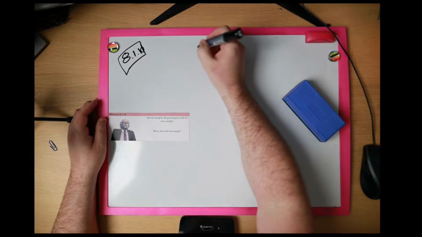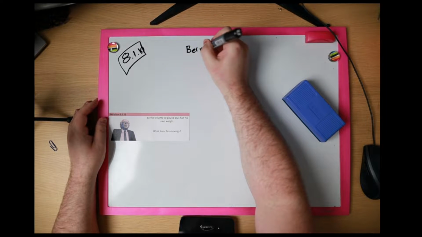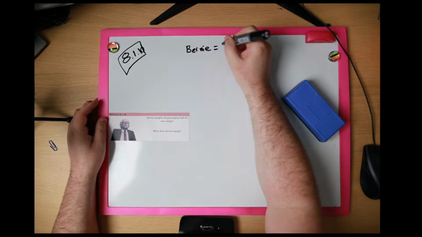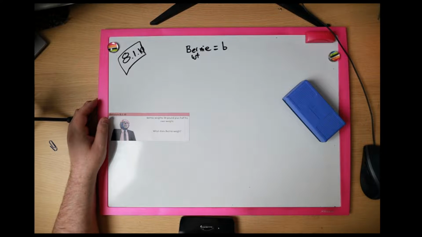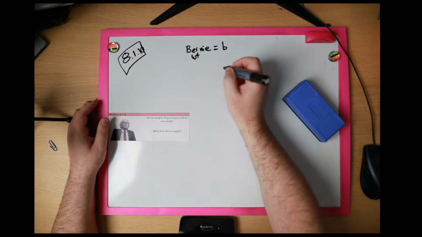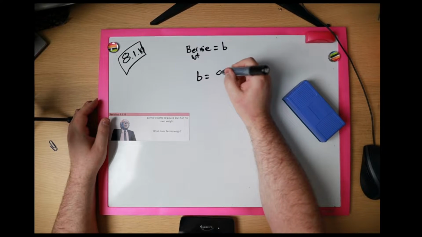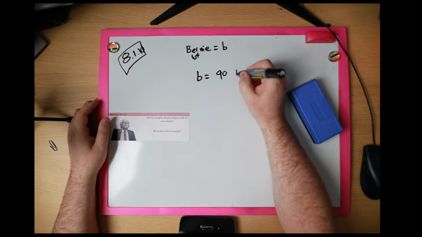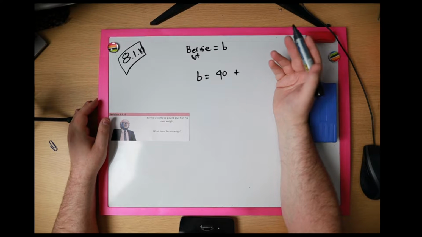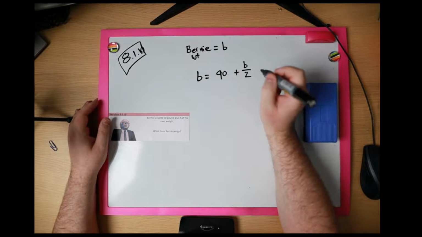So in this case, I'm going to use a variable. I'm going to use the variable b to stand for Bernie's weight. Now, the problem tells us that Bernie weighs, right out of the gate, 90 pounds. I'm not exactly sure what a pound is, but that's okay. Plus one half of his own weight. So his weight in this case being b, that would be b divided by 2.